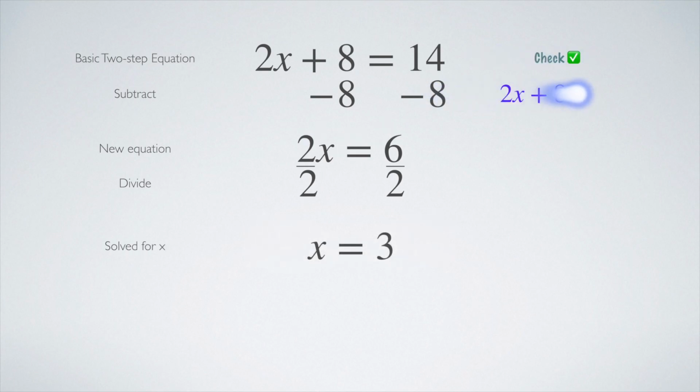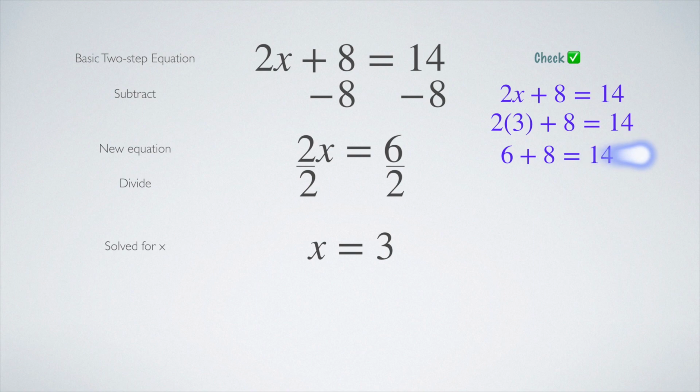Here we got x equals 3, so we're going to check that, substituting that 3 in for x. And we find that 14 does equal 14. That's a true statement. We know that 3 is the correct answer. Let's look at another one.